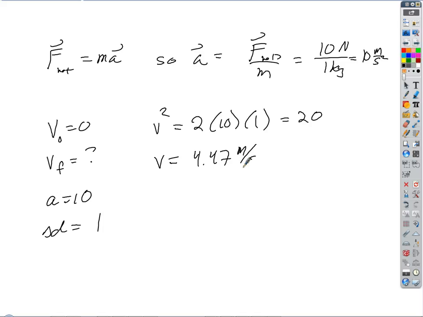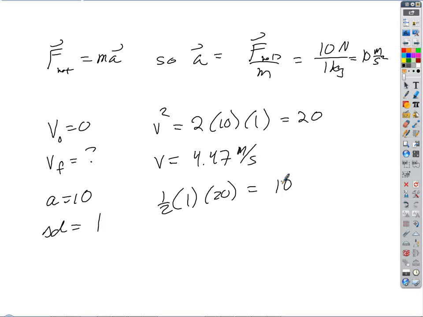4.47 meters per second. Okay, so that's my final speed. So let's calculate my final kinetic energy. I started at 0, and I end up with this speed. So my final kinetic energy is 1/2 times m times v squared. What's v squared? V squared is 20. I square rooted it, but if I square it again, I get 20. So 1/2 times 1 times 20 equals positive 10.